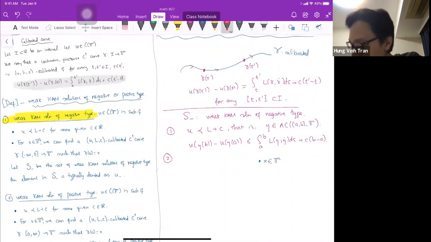if you take any point x in the torus, you're going to be able to find a calibrated curve going from minus infinity, ending at 0 at x. So you would have gamma(0) equals x, and gamma going from minus infinity to 0 into the torus is u, L, c calibrated.